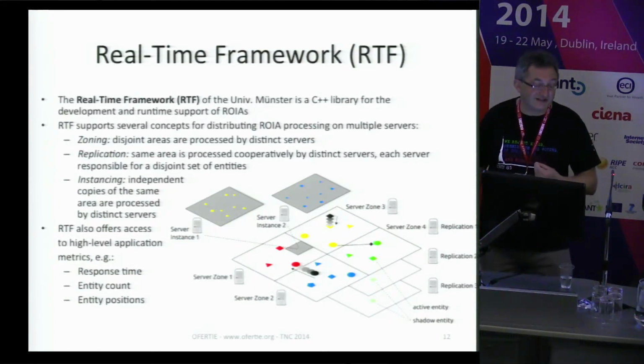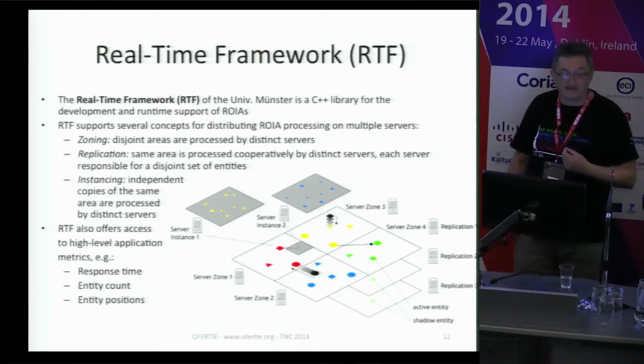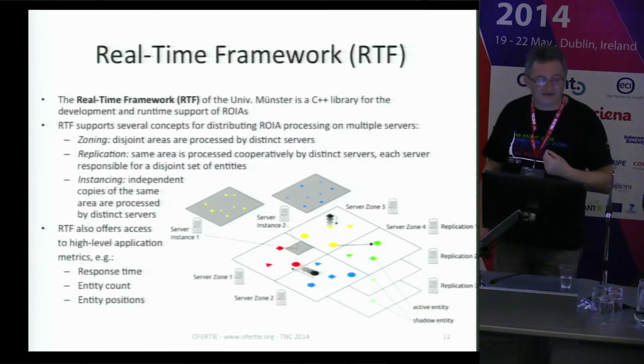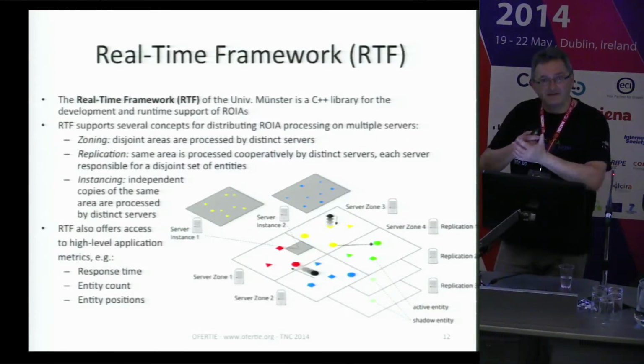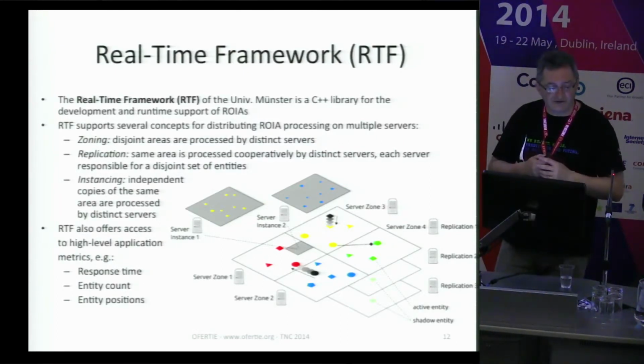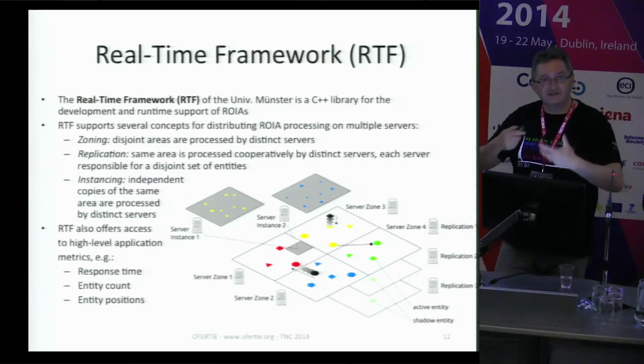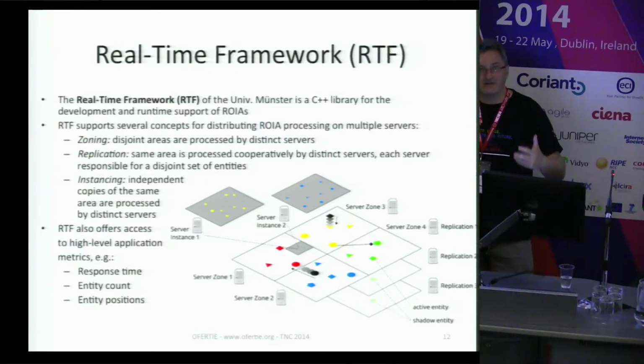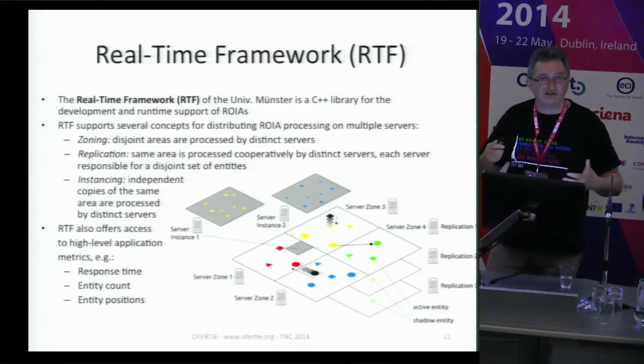One of the other things that RTF gives you, though, that's important from the point of view of the API, is that it allows you to have high-level views of what you're trying to do in terms of quality of service. From the point of view of an application developer, they may be interested in the response time that a user gets for the application, but they're probably more interested in dealing with the number of entities or objects they have and where those objects are.